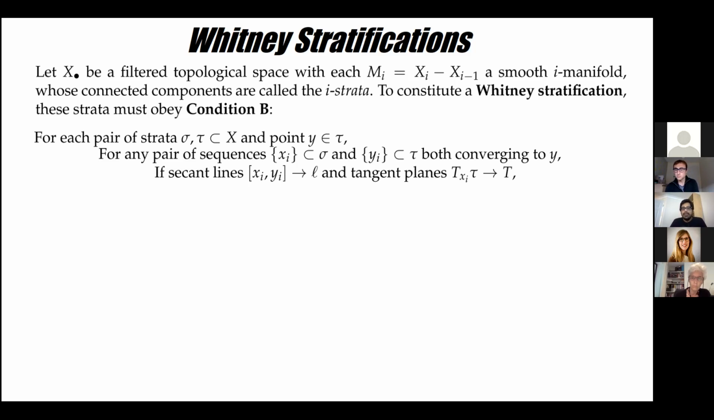And then you take the lines between x_i and y_i at the ith level and the tangent planes corresponding to the y_i on the smooth piece tau. And if there is convergence of the lines to L and the planes to T, then L must lie in T. Now, I don't know about you, but anytime the quantifier depth goes beyond 2, I get lightheaded and I don't want to read anymore.